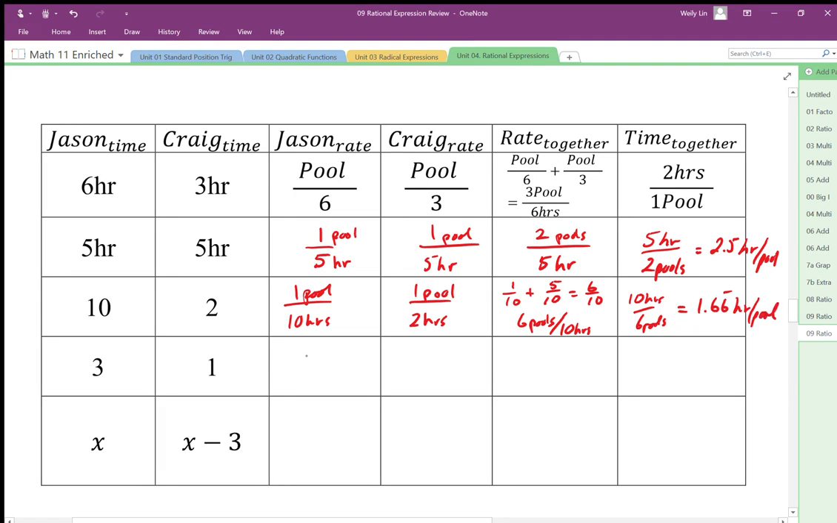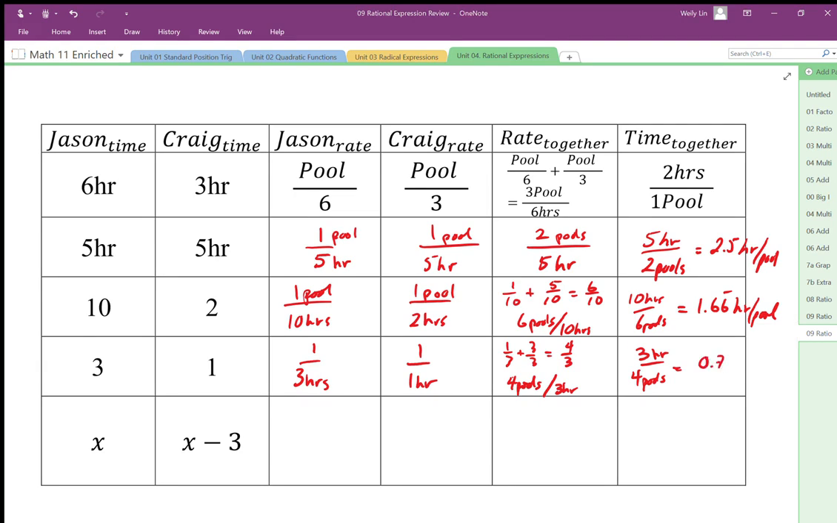Okay, and we can do another example here. We have one pool in 3 hours, and one pool in 1 hour. We can add those together: 1 over 3 plus 3 over 3 gives us 4 over 3. So we get 4 pools in 3 hours. So we get 3 hours for 4 pools, which is 45 minutes or 0.75 hours per pool.